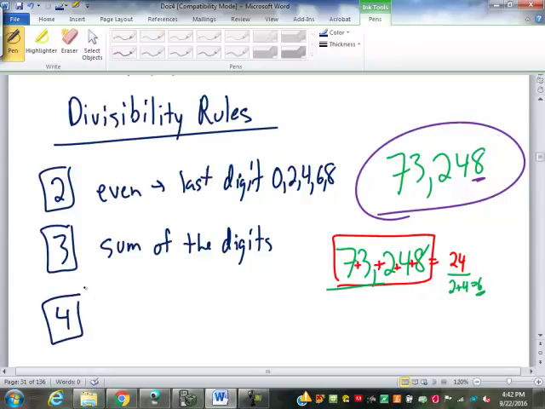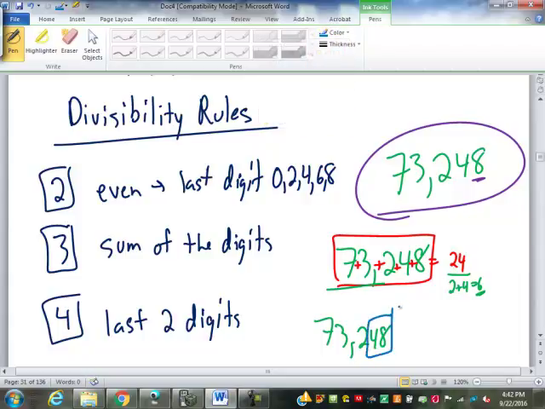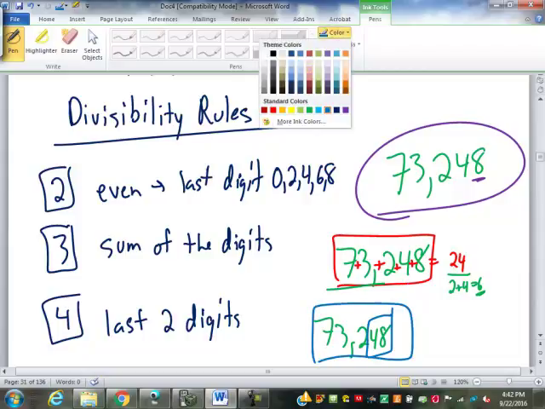4. Well, does it really matter if it's divisible by 4? Not really. We can divide by 2 twice, and you'll get rid of 4s. But there is a rule that involves the last 2 digits. So if I'm looking at my 73,248, all I care about are the 4 and the 8. Is 48 divisible by 4? Yes, so 73,248 is divisible by 4.